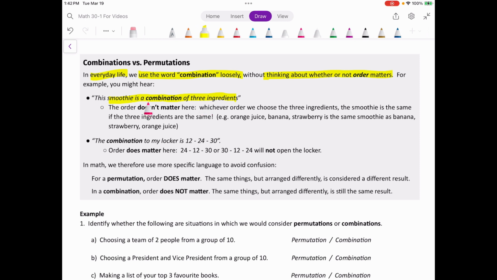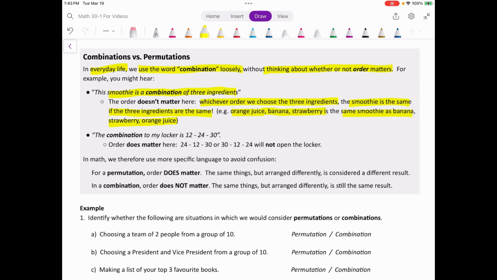The order, think about it, the order doesn't matter for a smoothie. Whichever order we choose the 3 ingredients, the smoothie is the same if the 3 ingredients are the same, right? For example, if I make a smoothie and I put in orange juice, then a banana, then strawberry, and I blend it all up, I'm getting the same smoothie as if I did banana, then strawberry, then orange juice. It's still the same smoothie. So the order that I choose them doesn't really matter. Choosing the same things in a different order still gives us the same outcome in the end.